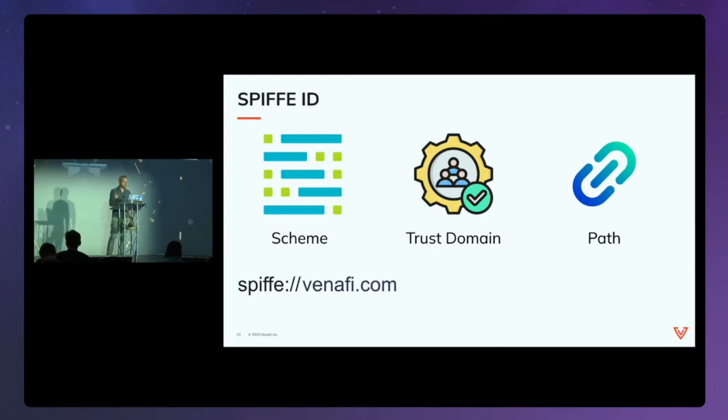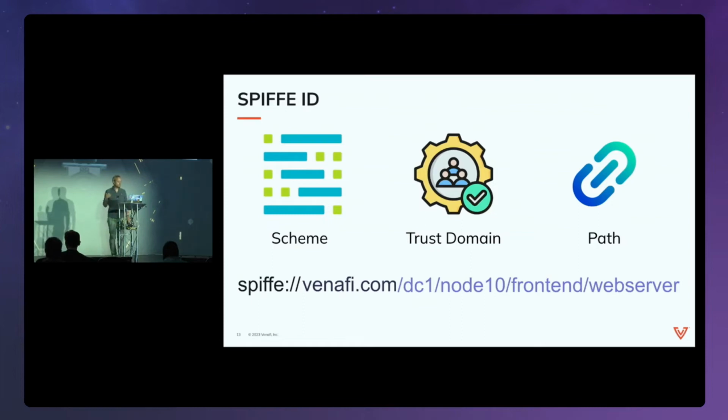The second part is the trust domain, and this identifies distinct domains of trust. One enterprise can even have multiple trust domains. A common example is to have a trust domain for production and another one for development. But even in production, you can have multiple trust domains, for example a distinct trust domain per data center if you are running multiple data centers. In this example of our SPIFFE identity, our trust domain is called venafi.com.